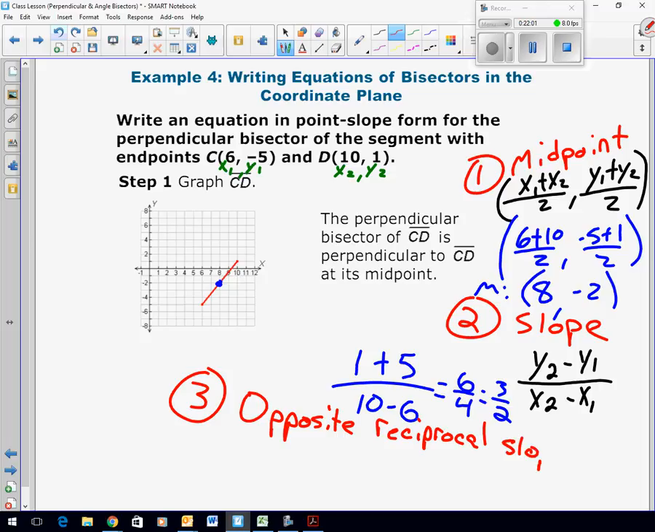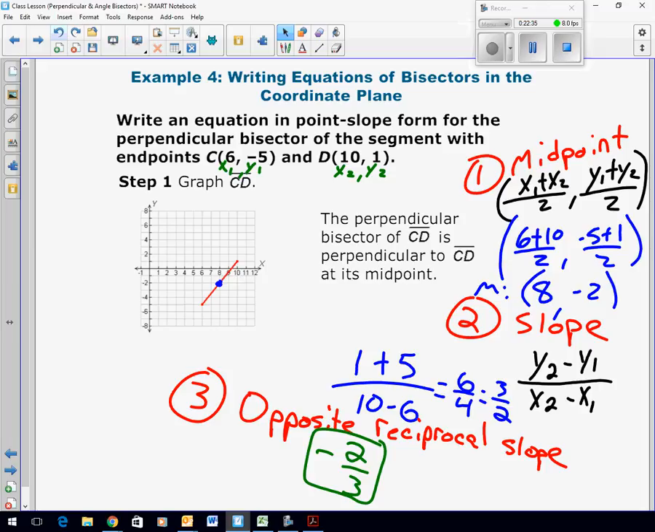When I say opposite reciprocal, let's break it down. Opposite means change from positive to negative or from negative to positive. In this case, the slope was positive, so it will now become negative. And then you take the reciprocal. Reciprocal means you flip the fraction. Your numerator becomes the denominator, and the denominator becomes the numerator. So this opposite reciprocal slope is negative 2/3.